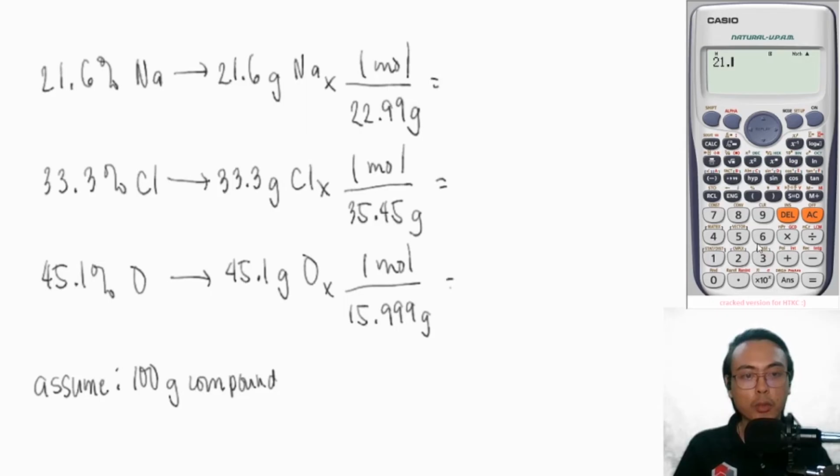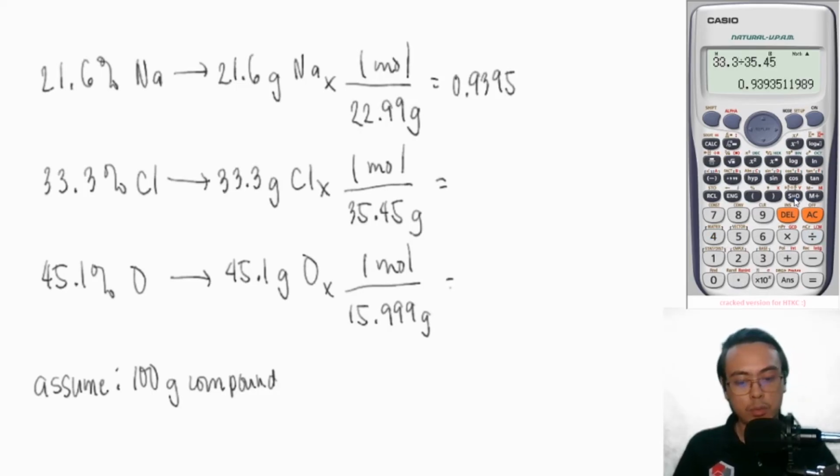Let's compute for these numbers. For sodium, 21.6 divided by 22.99. You can use 4 decimal places. So that's 0.9395. For chlorine, that's 33.3 divided by 35.45. We get 0.9394. And for oxygen, 45.1 divided by 15.999, we get 2.8189. So these are all in moles. Moles sodium, moles chlorine, and moles oxygen.